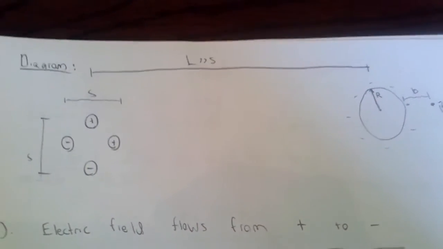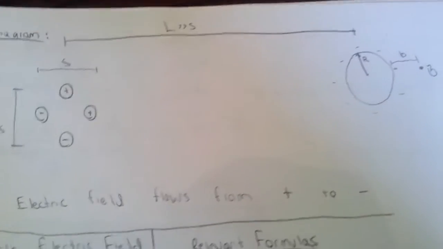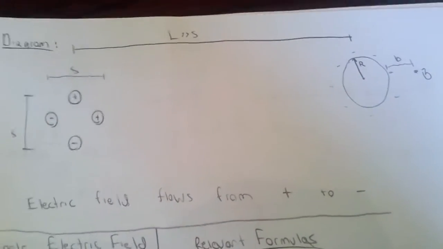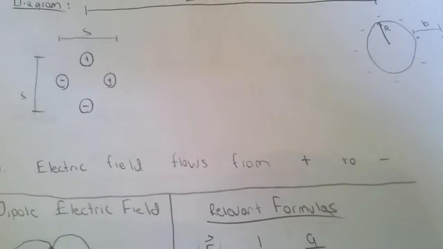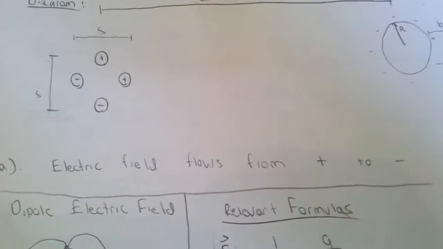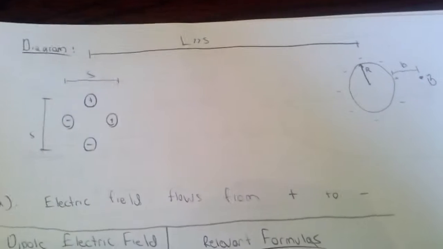This is my solution to problem 15.71. The question reads as follows. A thin, hollow, spherical plastic shell of radius R carries a uniformly distributed negative charge, negative Q. A slice through the plastic shell is shown in figure 15.94, which is the diagram that you see here.